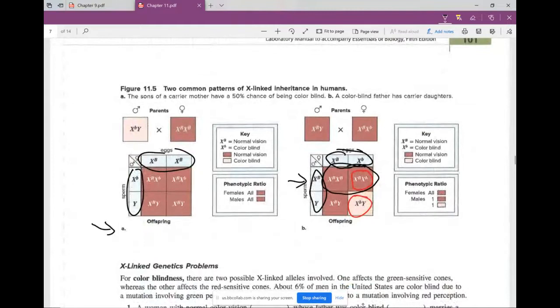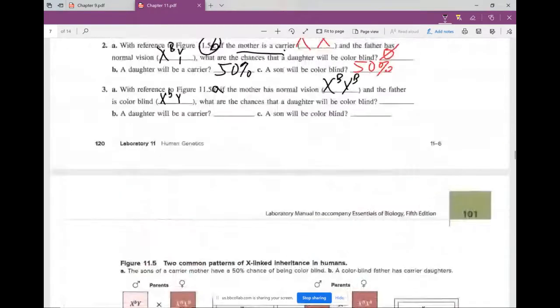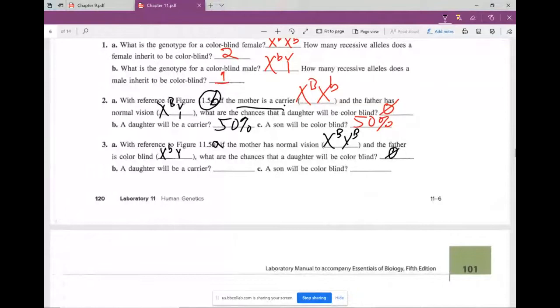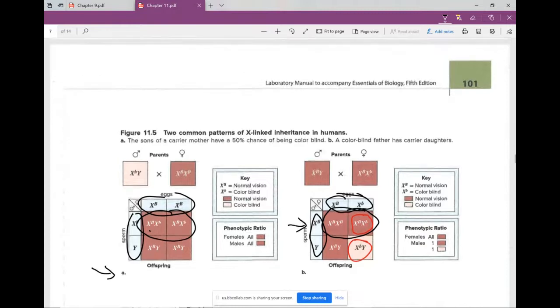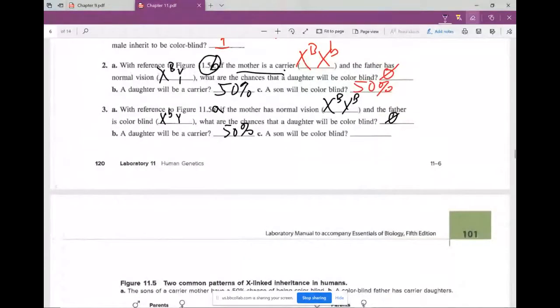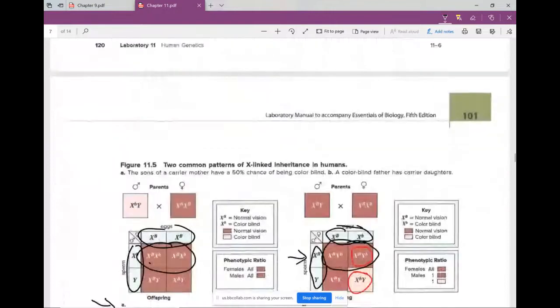50%, right? So here are the daughters. If the mother is totally normal, then actually there's zero chance because the daughter will be a carrier. What are the chances the daughter will be a carrier? The worst case scenario, a daughter will be a carrier 100% of the time, like I said before. I apologize, I don't know why I'm second guessing myself here. 100%.